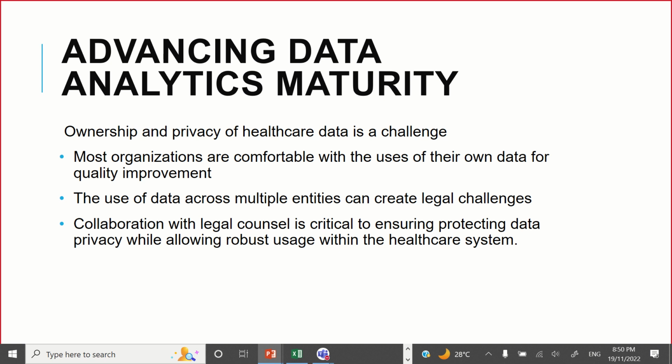So it says here that most organizations are comfortable with the use of their own data for quality improvement. The use of data across multiple entities can create legal challenges, as we said, because of the differences in the legalities and laws across those departments. And that it requires collaboration with legal counsels to ensure protecting data privacy while allowing a robust usage within the healthcare systems. So this is a continuous discussion that's happening at all times to ensure we're not breaching patient confidentiality and we're not putting our data privacy at risk.